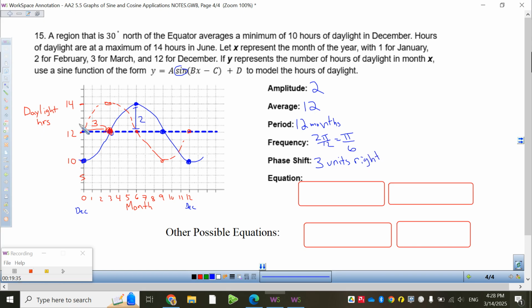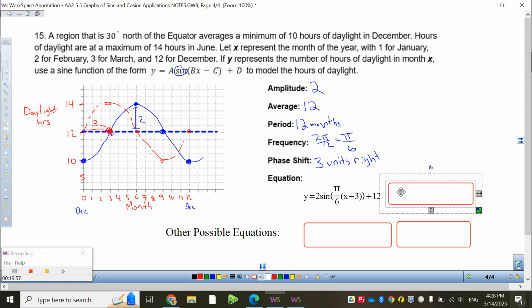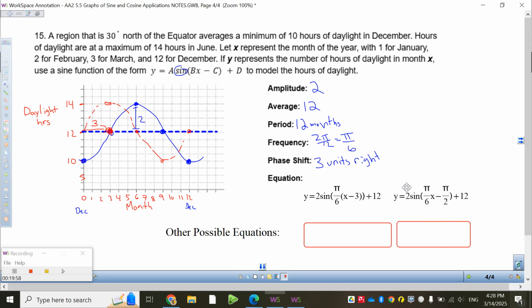So what does this mean for our equations? A first equation that we could write is y equals 2 for our amplitude, sine of pi over 6, x minus 3 for our 3 units right, pi over 6 for our frequency, and then plus 12 for my average at the end. Okay, so that would be it on an equation using sine. And if we distribute it out, we would get 2 sine of pi over 6x minus pi over 2. So if we multiply pi over 6 times negative 3, we get minus pi over 2 for our expanded formula here. Okay. All right, so that would be our 2 best answers for this problem because, like I said, we were using sine.